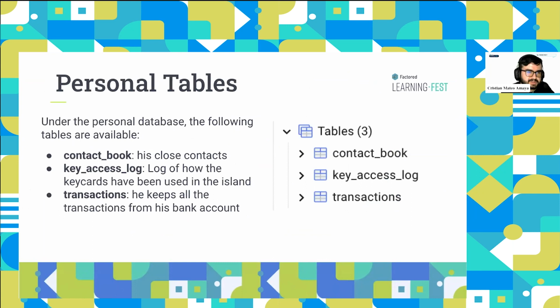So we have these personal tables. We have the contact book, which we think is where he stores his close contacts. He has a key access log. That is a log where the key cards that he gave each of the hosts or the guests have the information where they were in the island at each point. And he has a transactional table where he keeps all the transactions that come and go from his bank account.